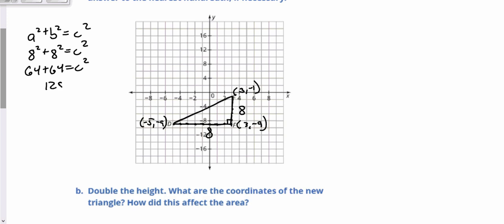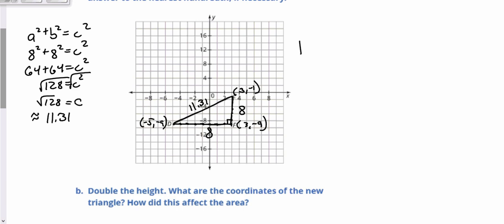So that's 128. And again, I don't want to find out what c squared is. I want to know what c is, so I'm going to take the square root of both sides. I get c is equal to the square root of 128, which is great. But I actually want to find the length of the hypotenuse in this case, and I want to be able to use it with perimeter and area. So I need to find the decimal approximation. So this is approximately 11.31. Okay, all right. So now I have everything that I need.